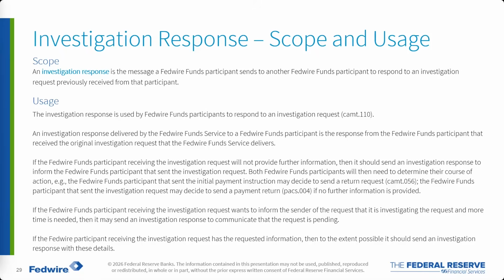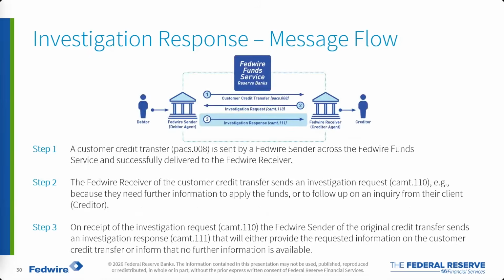But the different use cases, when you receive an information request, you should respond, and depending on what information you have at hand, that response might be positive or negative. The flow: that same diagram, we're now moving to the bottom part of the diagram. Remember, the first flow is where a message is sent, for example, a customer credit transfer. The receiver of that transfer has a question sent under flow 2, the investigation request, CAMT 110 message. What we're covering here is how to respond to a CAMT 110 investigation request with the investigation response CAMT 111 message.